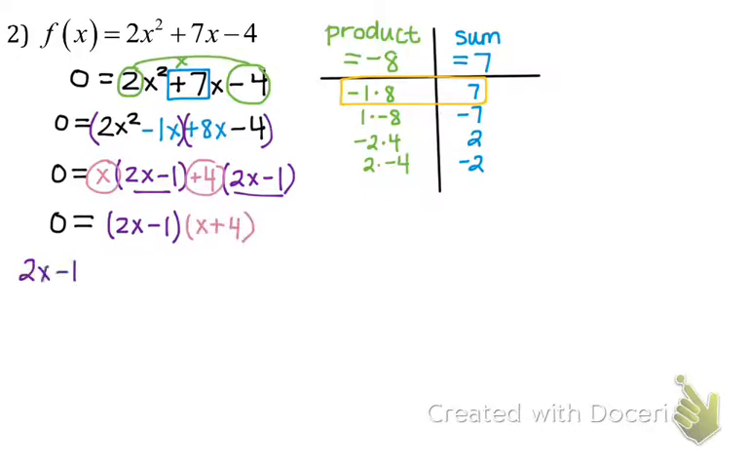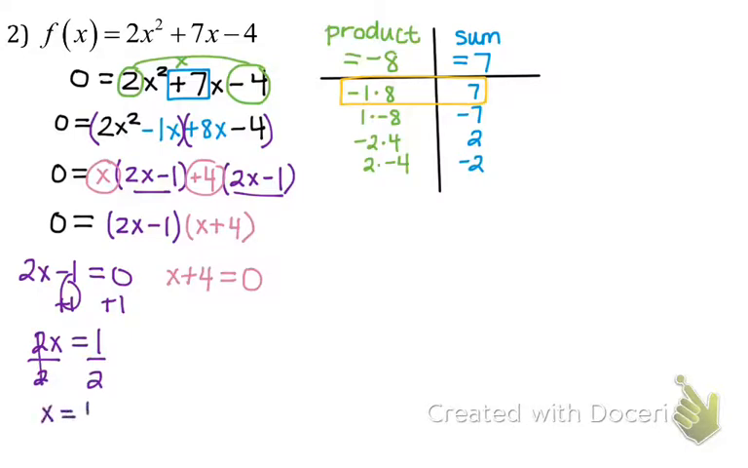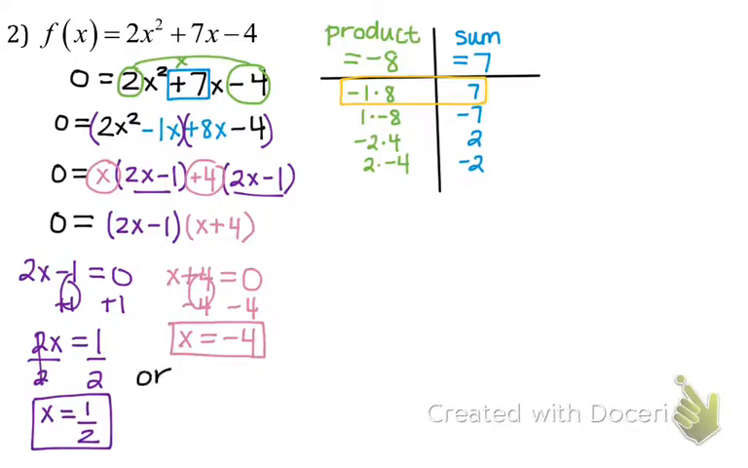Now I can set each of these equal to 0 by the zero product property, and then solve for x. So we have 2x is equal to 1, divide by 2. Our first solution, x is equal to 1/2. And our second solution, subtract 4 from both sides. So x is equal to negative 4. So our two solutions, x is equal to 1/2, and our second, x is equal to negative 4.